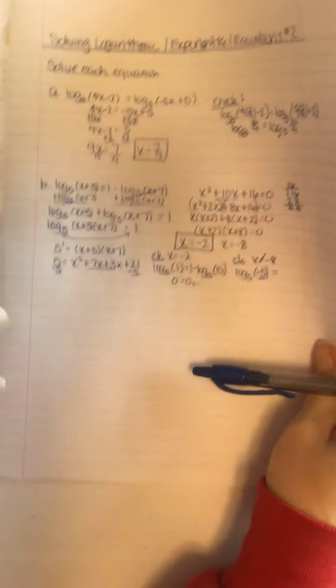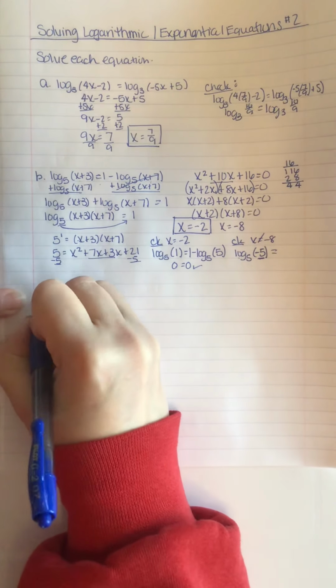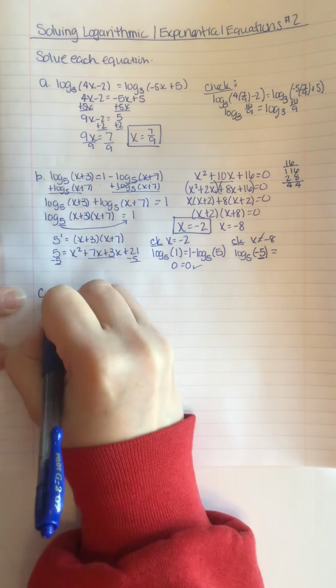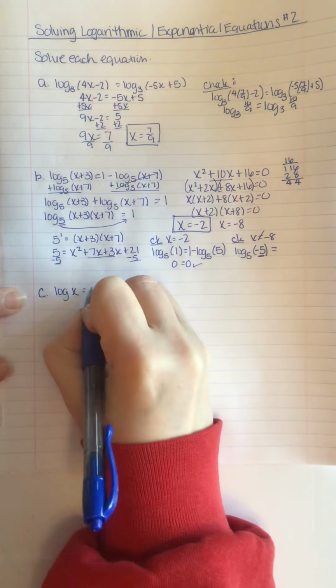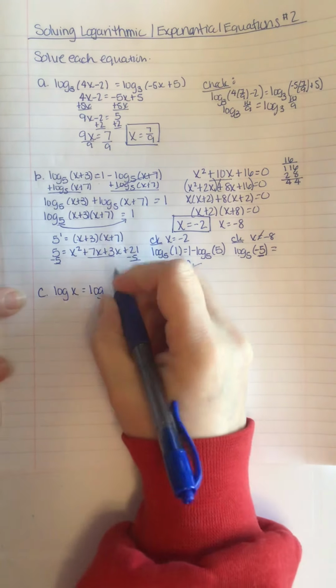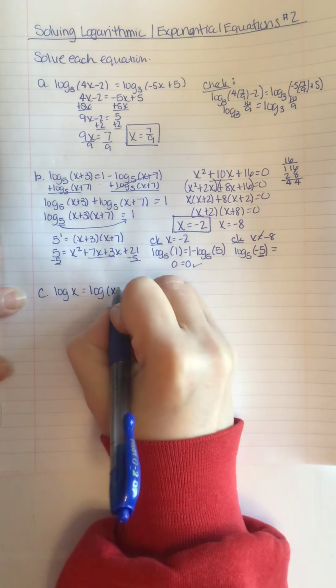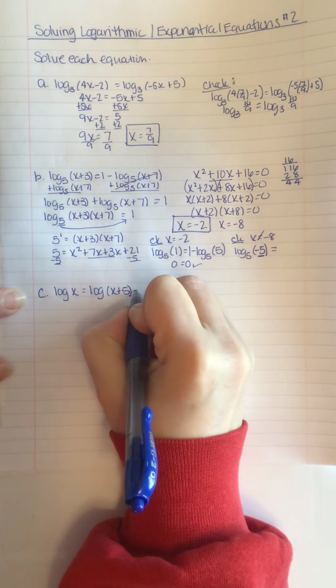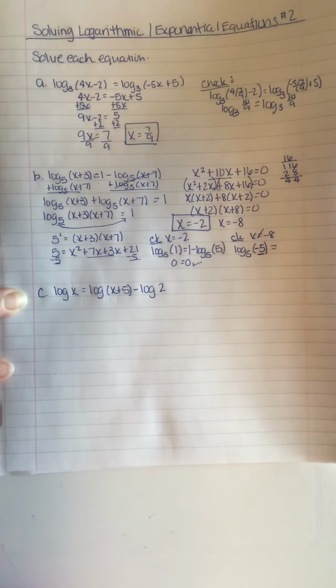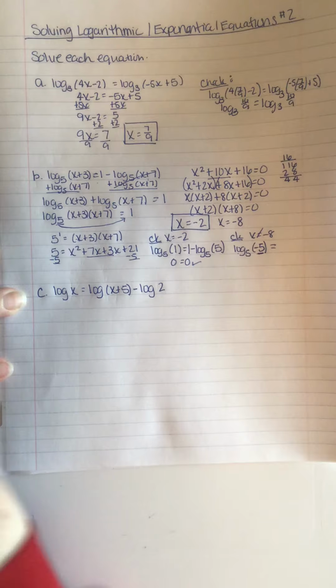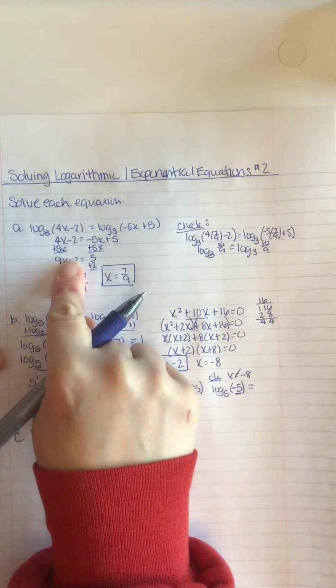Okay, let's look at another one. If we have log of x equals log of x plus 5 minus log of 2. So here we have 3 logarithms, right? So if we get 1 on each side, we could solve it like this.